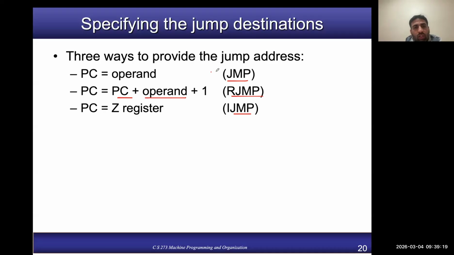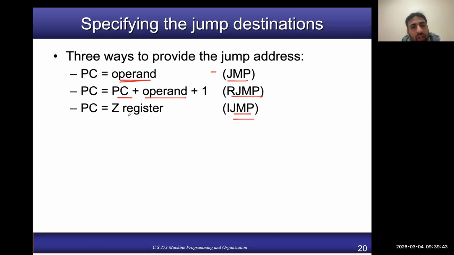In case of jump, the new value is absolute. It is not relative to the older value of the PC. And one more thing: in both jump and relative jump, the operand is part of the instruction itself. You will see how it is part of the instruction in just 1 or 2 minutes, and after that I will show you.